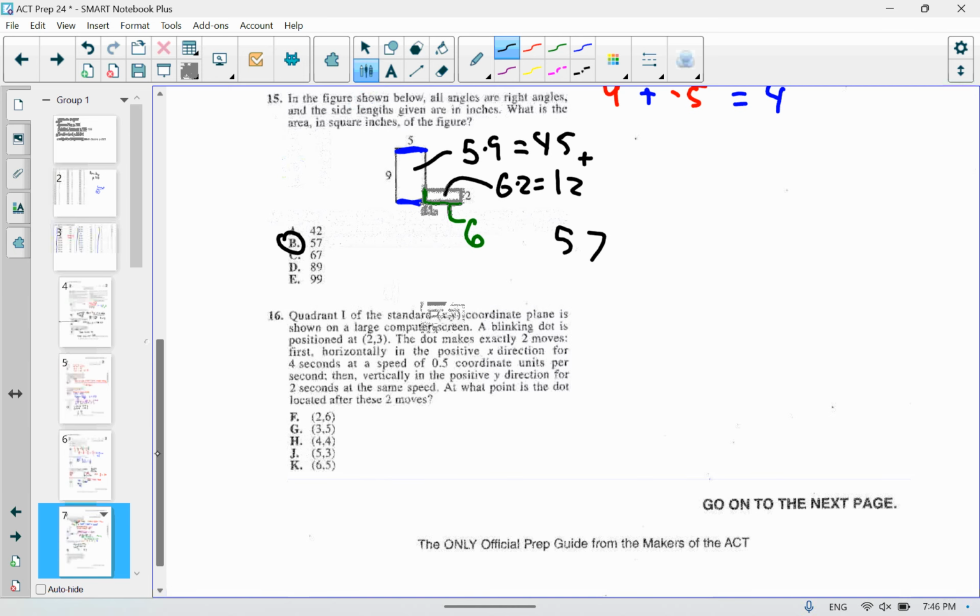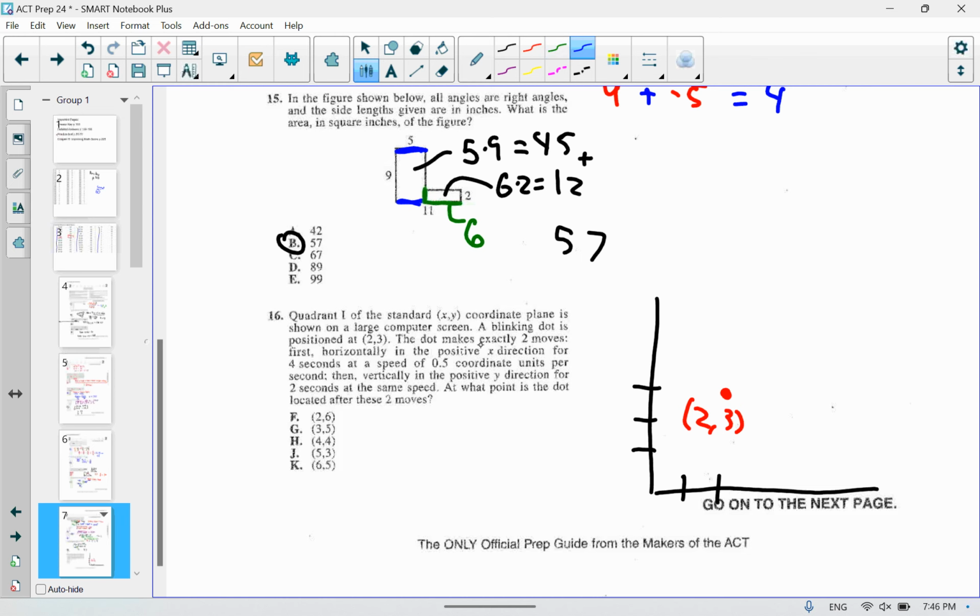Gotcha. So coordinate grid. So let's draw a coordinate grid. Now it just says quadrant 1, so that's just the positives. And it says my first dot is at 2, 3. So 1, 2, 1, 2, 3. The first dot is right there. That's 2, 3.